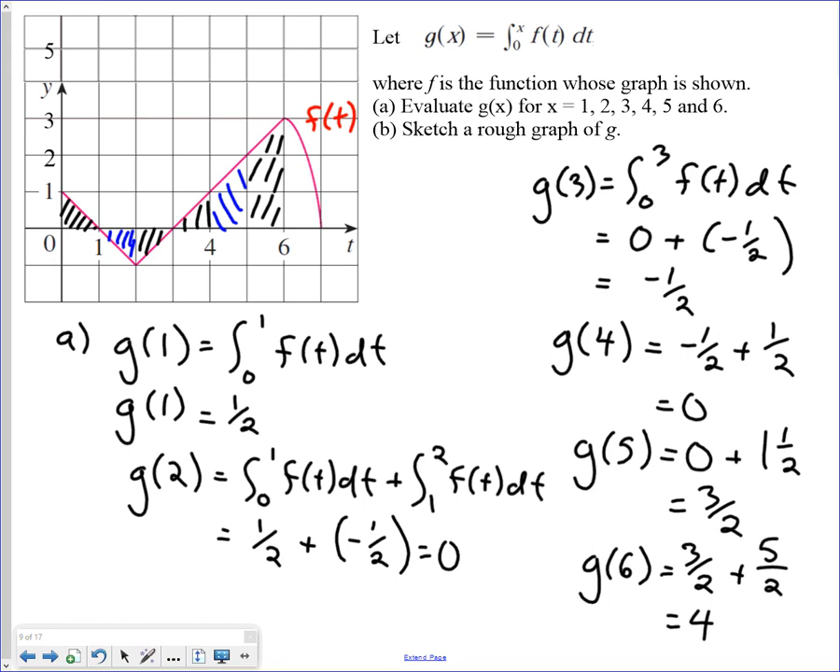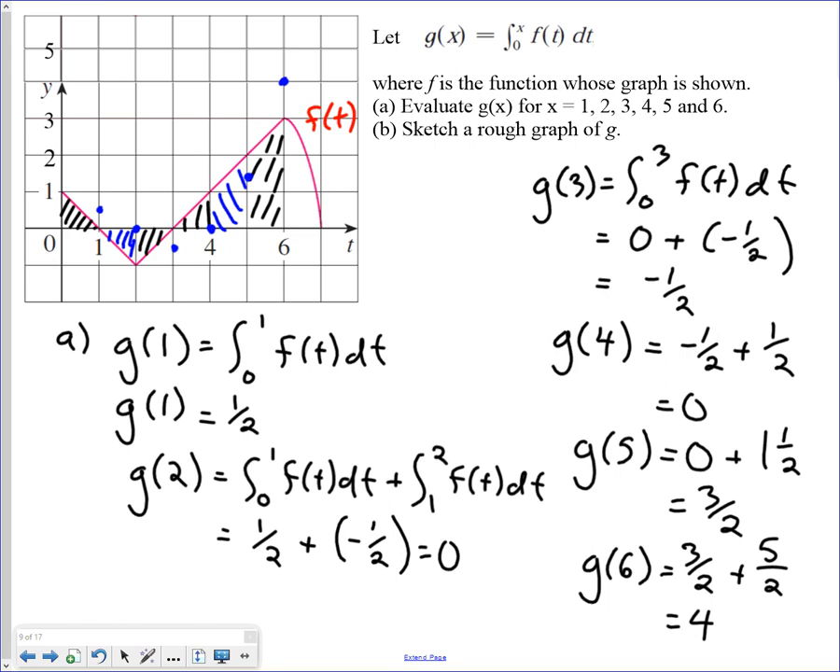Okay, so on the same grid here, let's sketch a rough graph of this function g. Well, at 1, we'll use x's here. So at 1, our value is 1/2. At 2, it's down to 0. At 3, it's negative 1/2. At 4, it's back up to 0. At 5, we are at 3 over 2, so 1.5. At 6, we are up to 4. So that's going to be way up here.